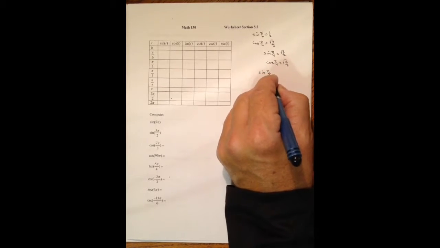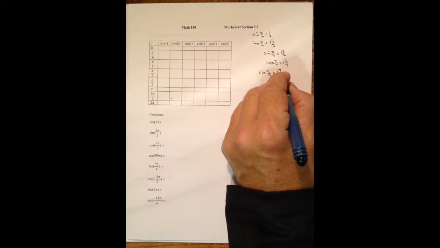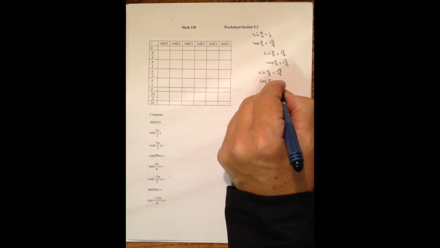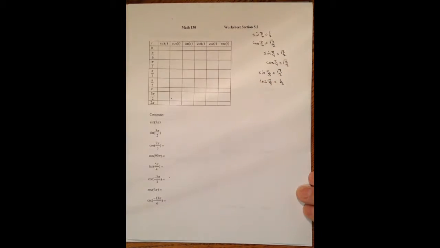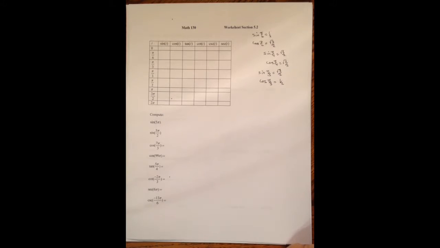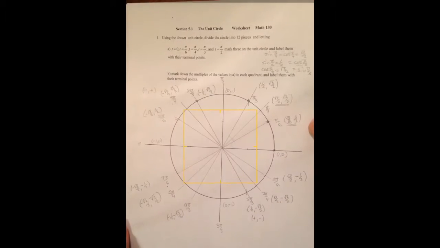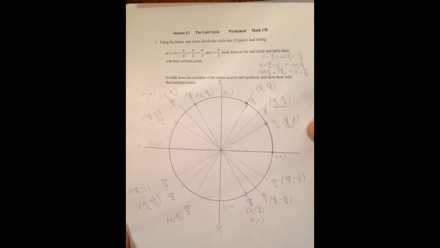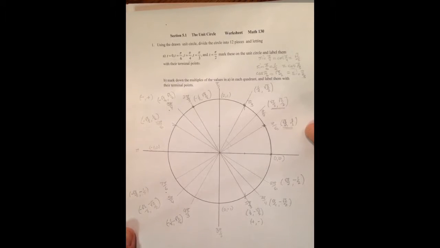Sine of pi over 3, square root of 3 over 2. Cosine of pi over 3, 1/2. Okay, let's fill out our table. Now, what I'm going to do is refer back to what we did in 5.1. So I've got this all filled out for 5.1.